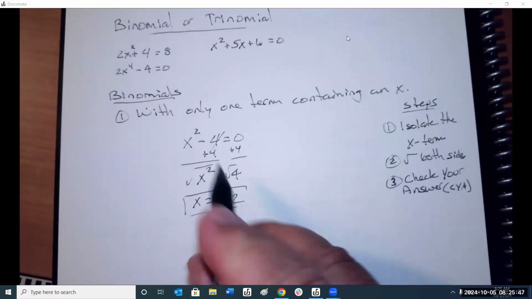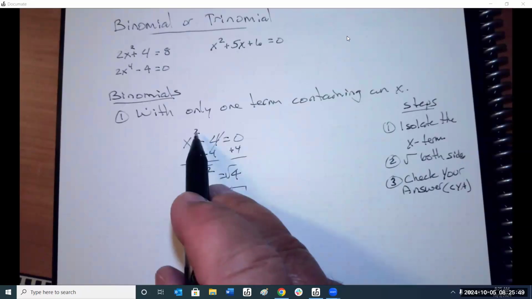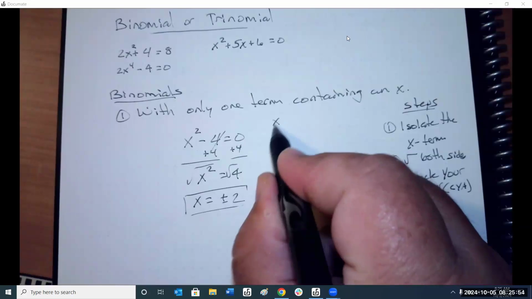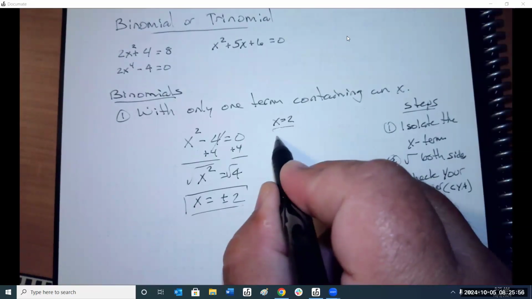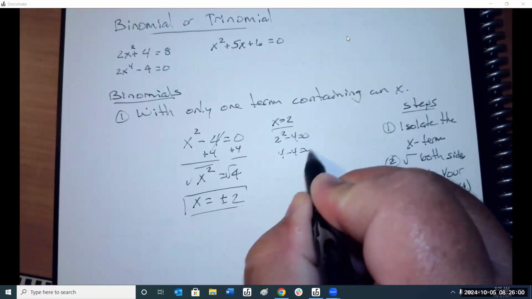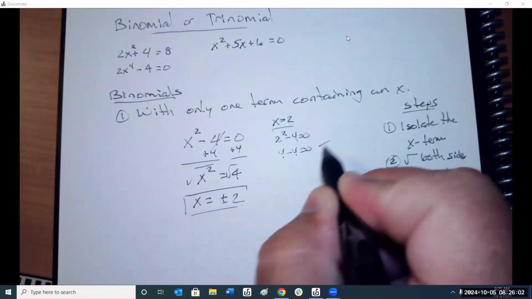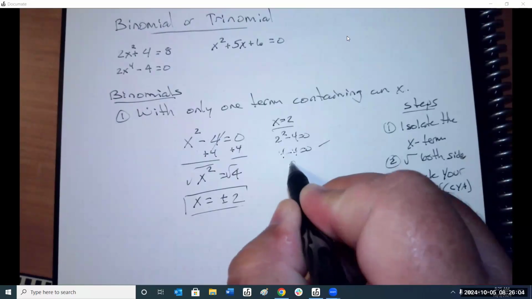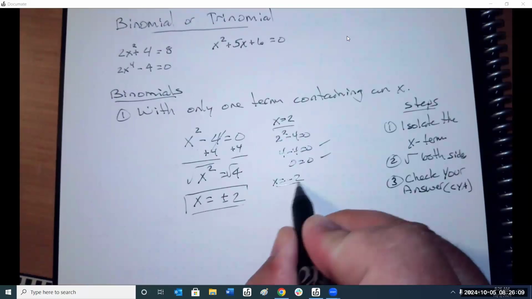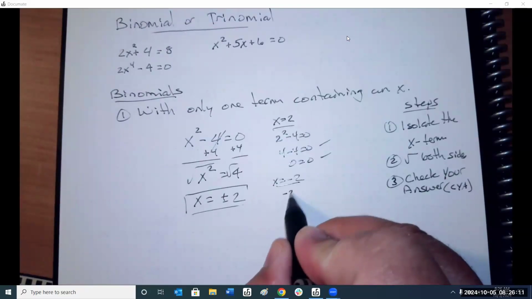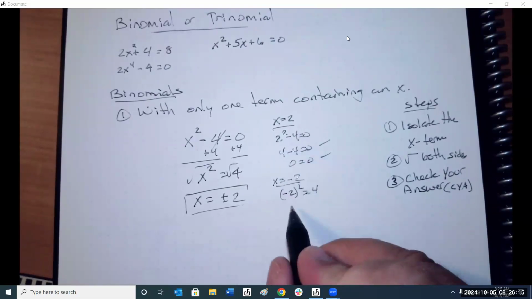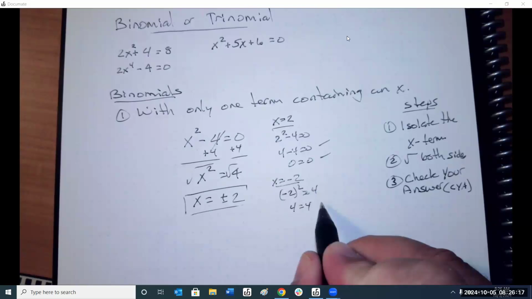So does positive 2 fit in there? 2 squared is 4. 4 minus 4 is 0. So when x equals 2, we have 2 squared minus 4. So it's 4 minus 4 equals 0. So it's 0 equals 0. Check. Then when x equals negative 2, negative 2 squared equals 4. So does 4 equal 4? Yes.